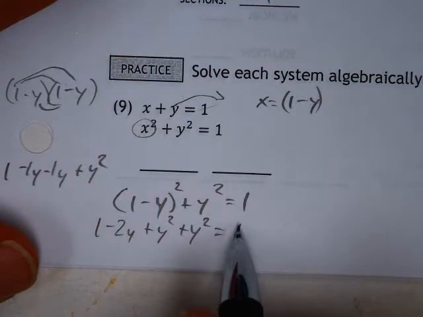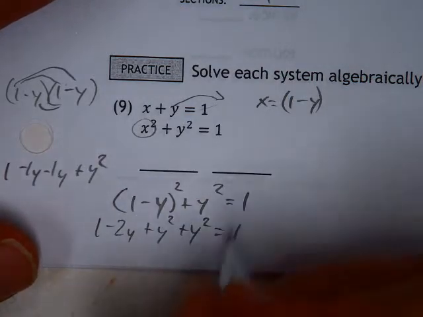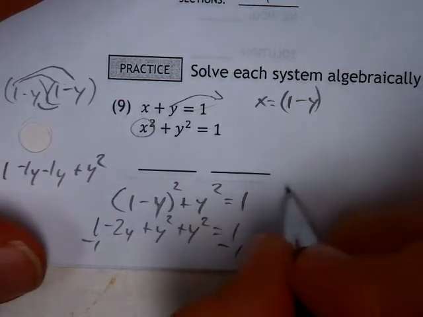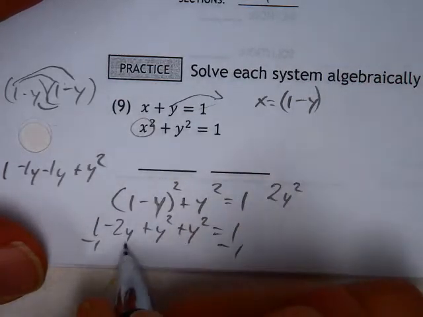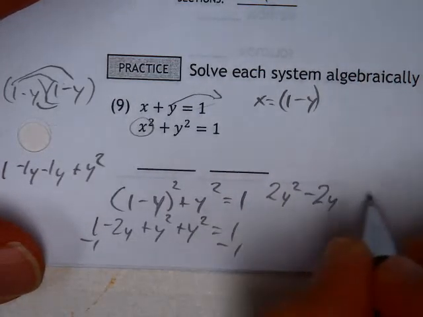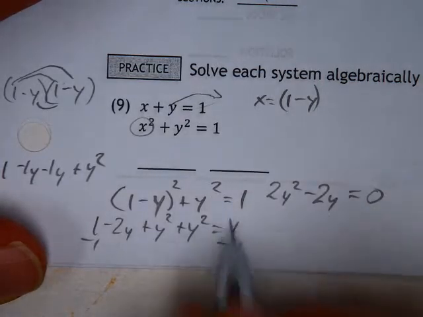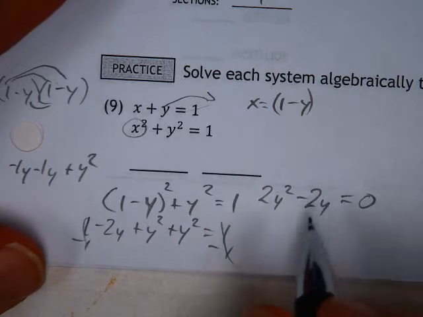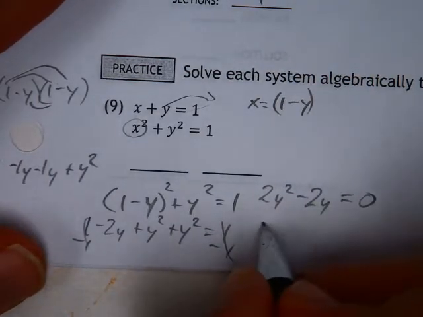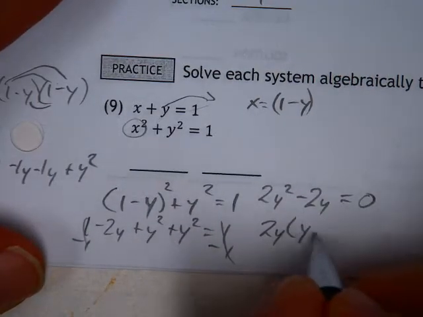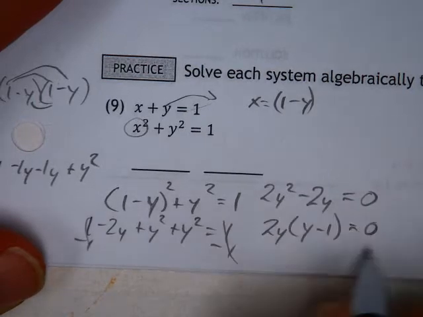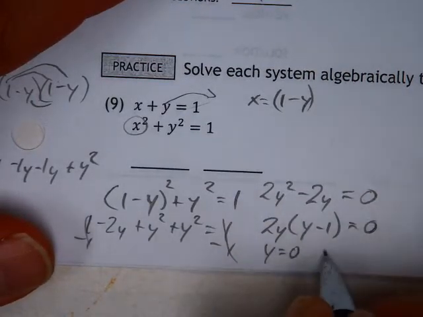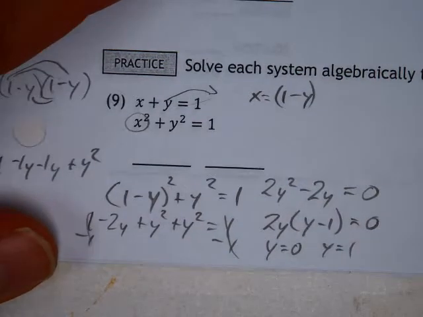equals 1. Now, I'm going to want to move this over to the other side. And I'm going to clean this up. That becomes 2y squared minus 2y. And it's equal to 0 because the 1's going to wash away in both cases. So what I can do here to solve for y is I'm going to take out the 2y. And I got y minus 1 equals 0. I have 2 solutions now for y. y equals 0 and y equals 1.